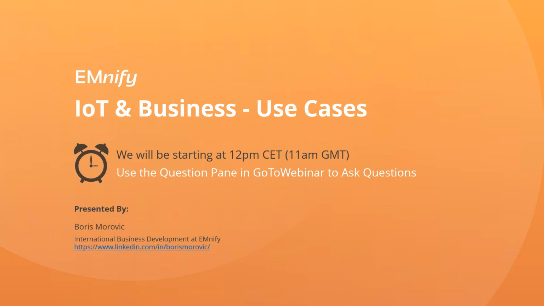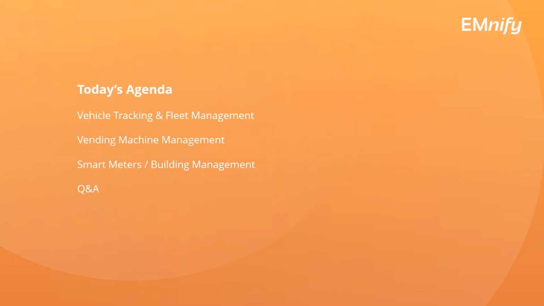We made it a bit shorter, so it will address 3 to 4 topics, because we wanted to focus more on details and show you more in depth on each particular topic. So for today's agenda, first we will go over vehicle tracking and fleet management. Then we will talk about vending machine management. And the last topic will be smart meters in general and building management. I will address each topic in detail, so I won't say much about them now. At the end, we will have a Q&A session where you can ask me any questions. Please feel free to write down questions and we can address them at the end of the presentation.